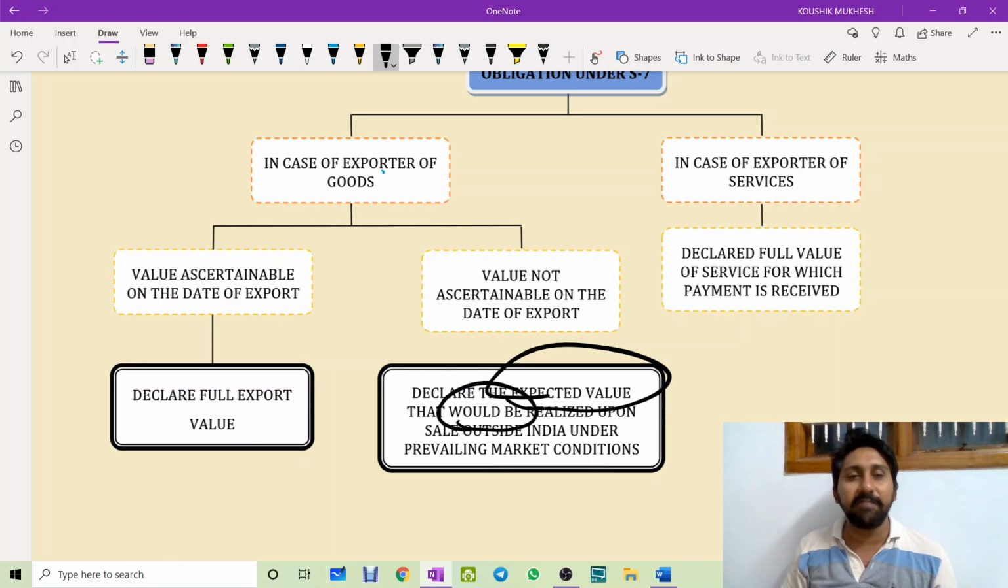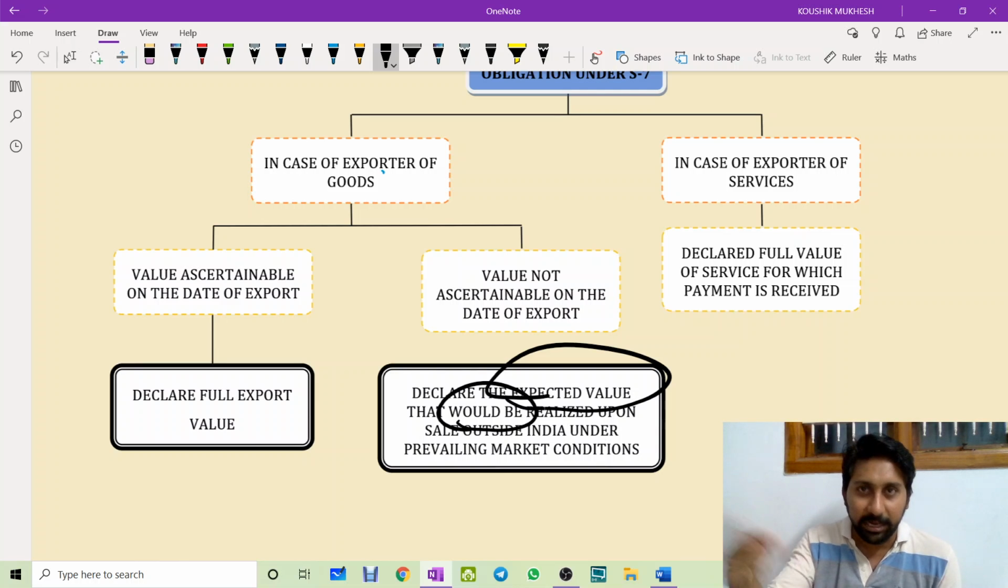Now everyone will get a doubt: sir, I will declare 10,000 into 70 in my declaration form, but I receive the amount for only 7,000 goods. For example, let's take these are saris or some clothes. I sold only some, but the remaining I didn't sell. Then I will receive only 7,000 into 70 rupees. That means I will receive 4 lakh 90, but I declared 7 lakhs in the export declaration form.